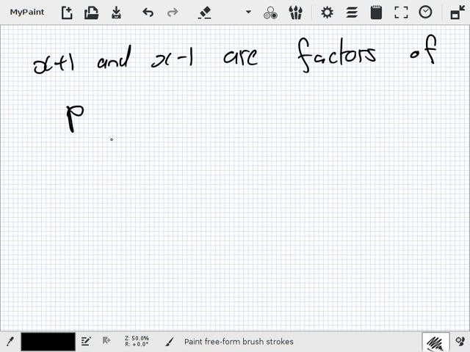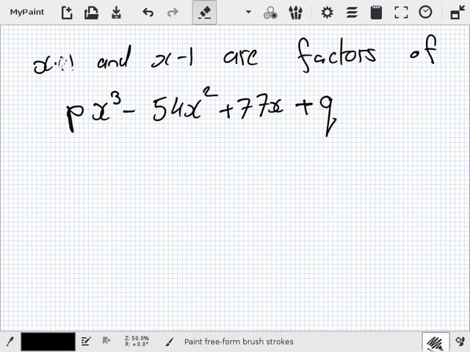Okay, sorry. Px cubed minus 54x squared plus 77x, I would say plus q. And I'm not using x plus 1, x minus 1. I'll stick with x minus 1, but I'll just change the other one to x minus 6. So x minus 1 and x minus 6 instead. Alright, so now let's have a look at this one.